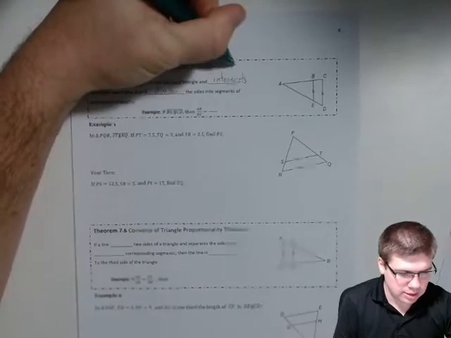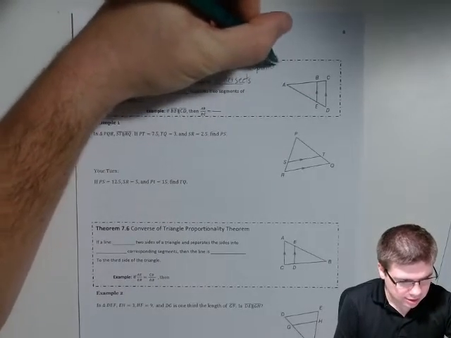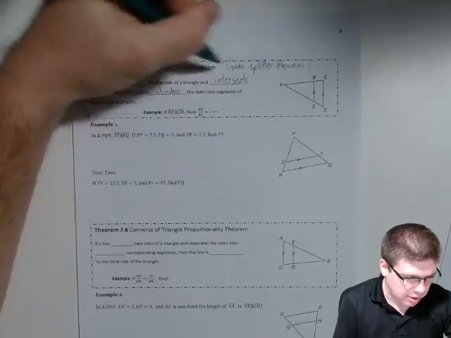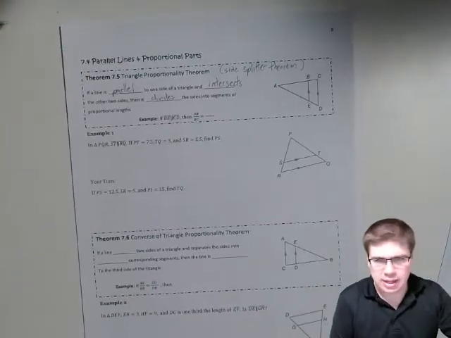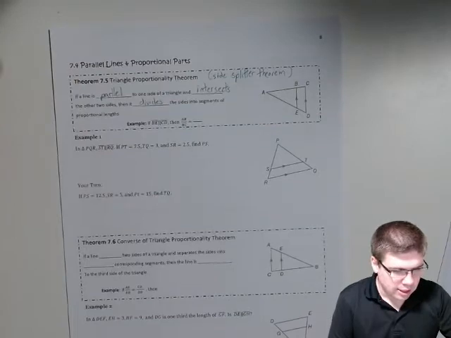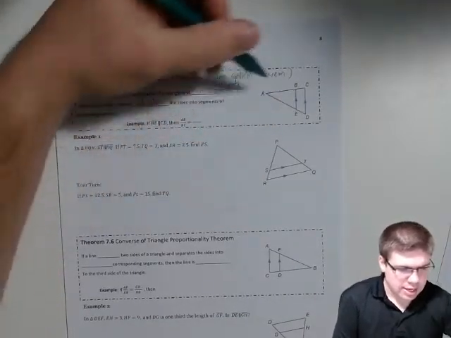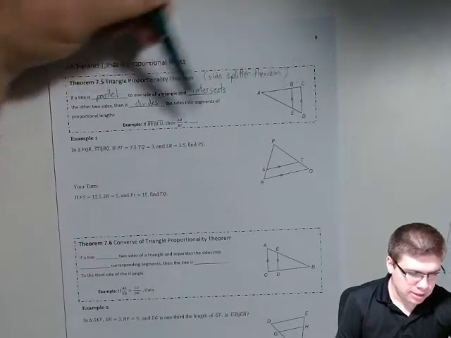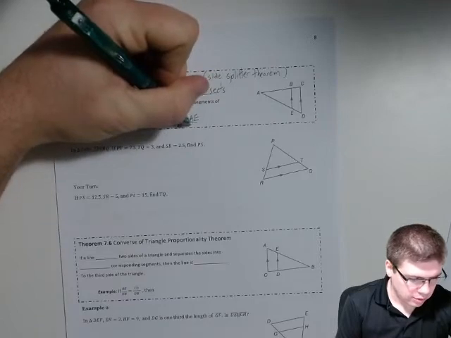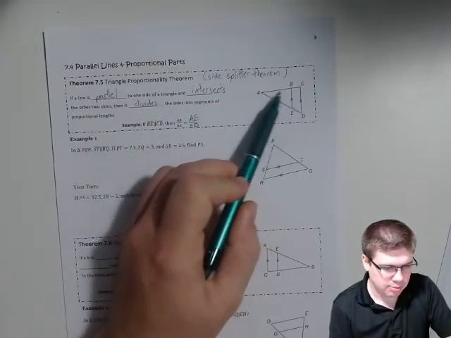And sometimes we call this the side splitter theorem. A little easier to remember maybe than the triangle proportionality theorem. So we call it side splitter, and I'm fine if you just want to call it that. So for example, if BE here is parallel to CD, then AB over BC is going to be equal to AE over ED. So it splits those sides into proportional parts. This proportion matches this proportion.